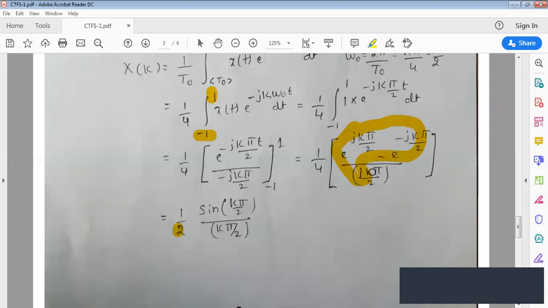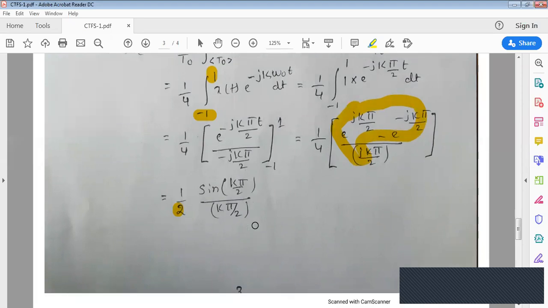So what remains in the denominator? K pi by 2. What is taken here? 2 into 2. One 2 has gone inside, the remaining 2 is like this. So I have written 1 by 2 outside and sine of k pi by 2 by k pi by 2. The step is clear? Any doubt? Yes, sir.